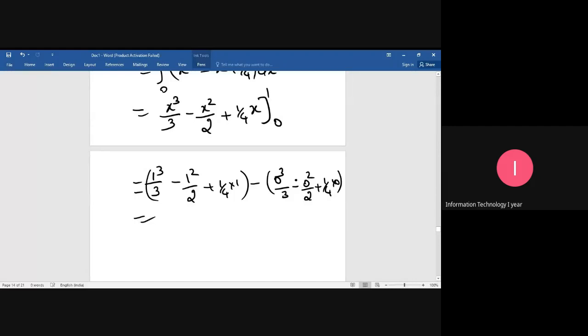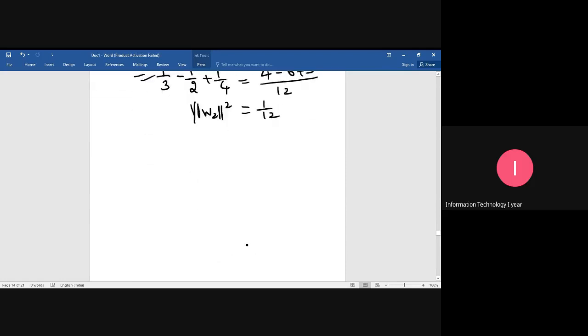So actually the lower limit value is equal to 0, right? So here the answer is 1 by 3 minus 1 by 2 plus 1 by 4. Take the simplification, 1 by 3 minus 1 by 2 plus 1 by 4. You can take the LCM 12. So 4 minus 6 plus 3, right? 4 plus 3 is 7, 7 minus 6 is 1, so 1 by 12. Therefore the answer for norm W2 square is 1 by 12.